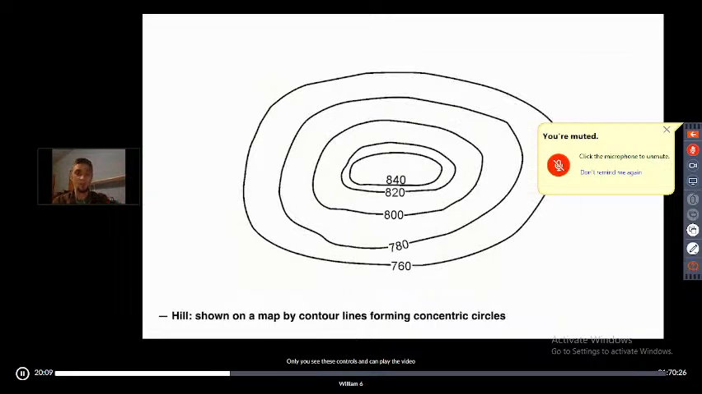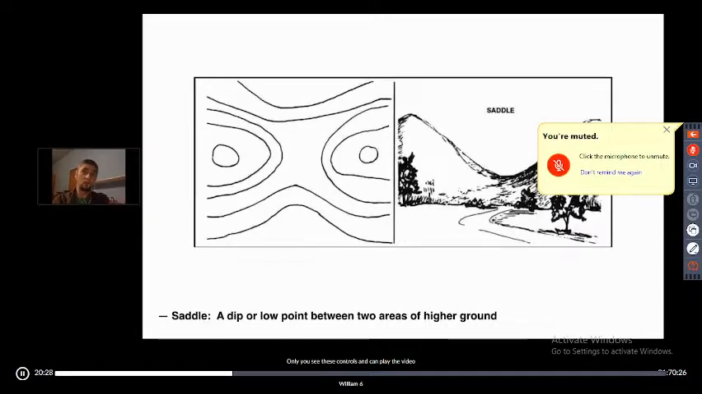Then, of course, the hill is marked by contour lines forming concentric circles, and that's easy to recognize. From the hilltop, the ground slopes in all directions, and you can see that with the numbers that are marked on the map. Then one of the prominent features is also a saddle, and the saddle would be a dip or low point between two areas of high ground. On the topographic map, it's marked with an hourglass appearance. So that would be the saddle.